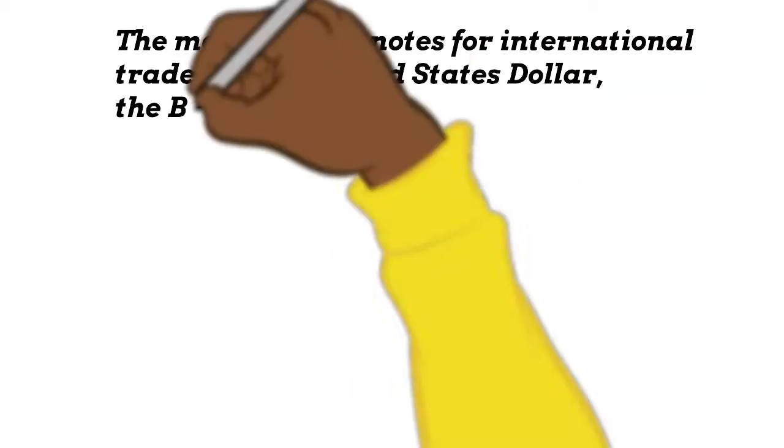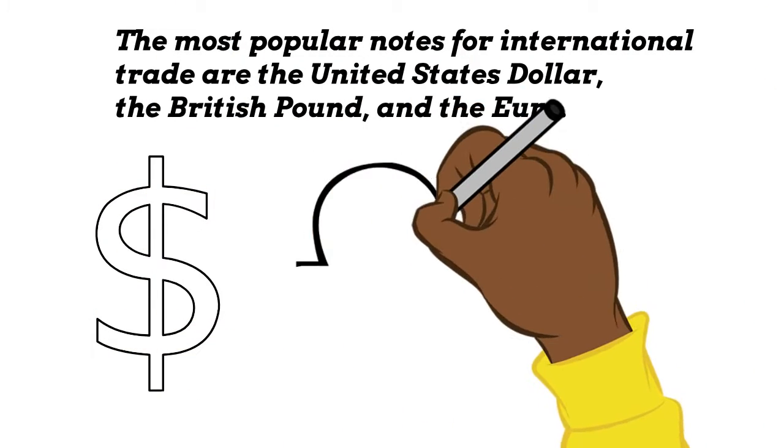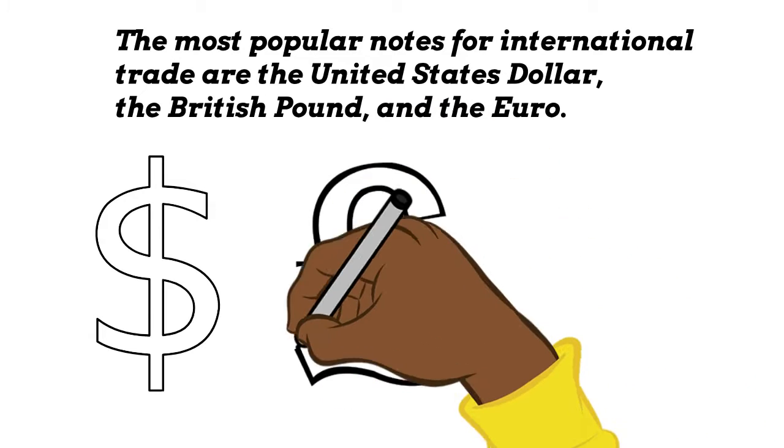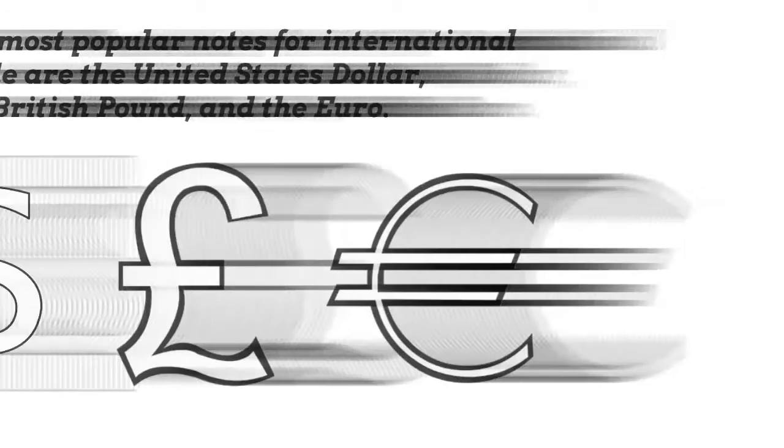Today, we have a myriad of fiat monetary notes from countries all over the world. The most popular notes for international trade are the United States dollar, the British pound, and the euro. So where does money derive its value?